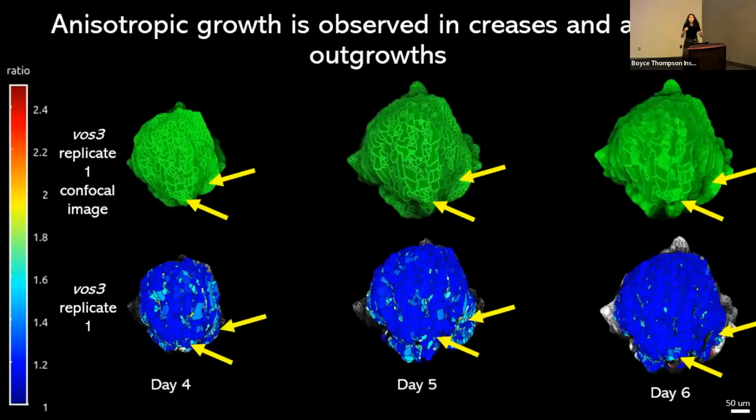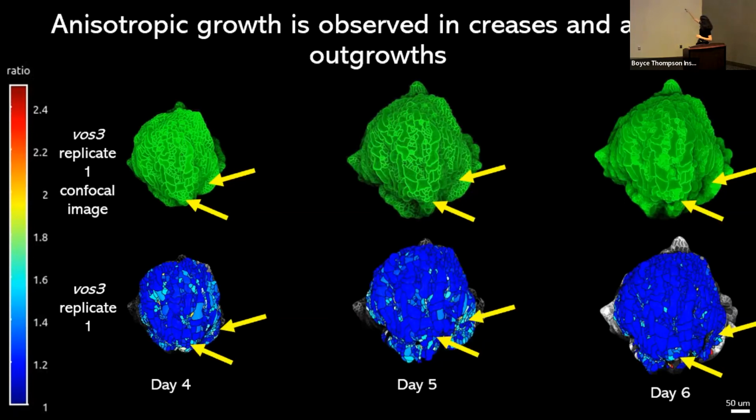When we look at days 4, 5, and 6 for VOS3 sepals, we see a slightly different pattern. I've again highlighted the same areas with arrows. Now, what you see here is that areas that have outgrowths and creases tend to show anisotropic growth around them. For example, if you look at this crease here, there's a lot of anisotropic growth in there.